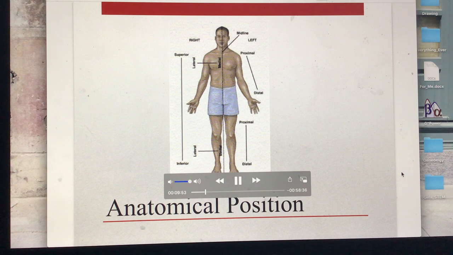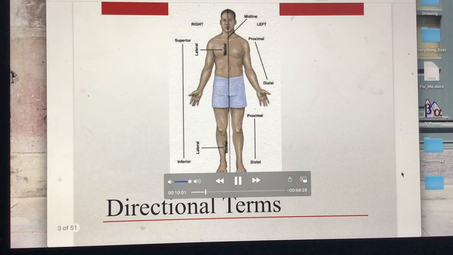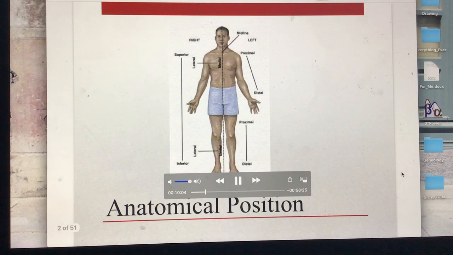This is our common language. This is where it all starts. For example, anterior, doesn't anterior mean front? Let's see. You remember anterior. Anterior means front. So the anterior aspect of the elbow is this part of the elbow. The anterior aspect of the knee is this part of the knee. Whereas posterior means back, right? So I would have to look at the back of this person to identify their posterior side.